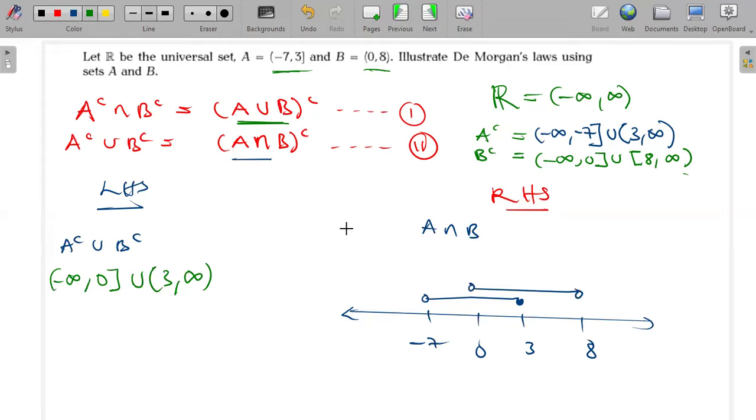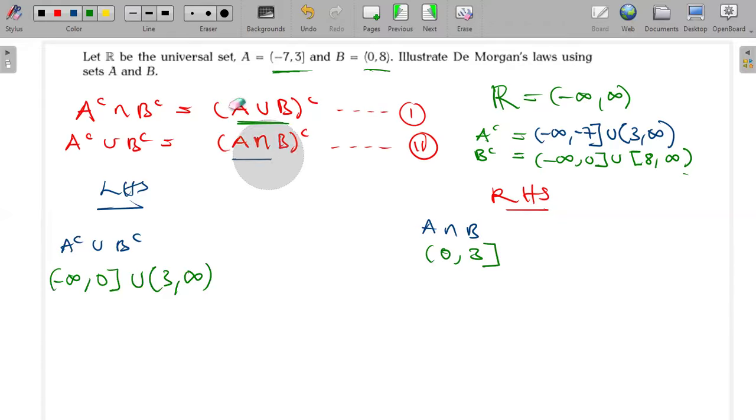So now you find the intersection. Which parts are intersecting? This part and that part, like that. But then 0 has to be open, because 0 is not part of the set P. So this here is going to be equal to 0, comma, all the numbers up to 3. But at 3 it is closed there. So like that. So now what we found here is our A intersect B.